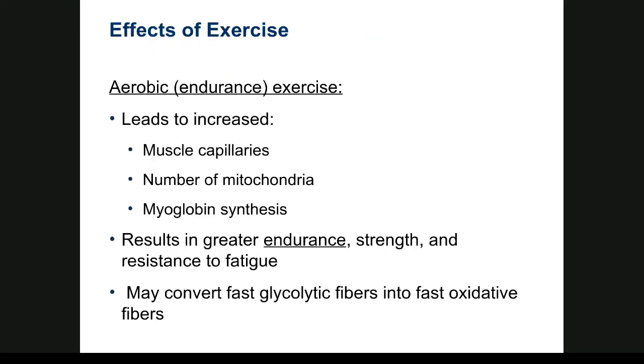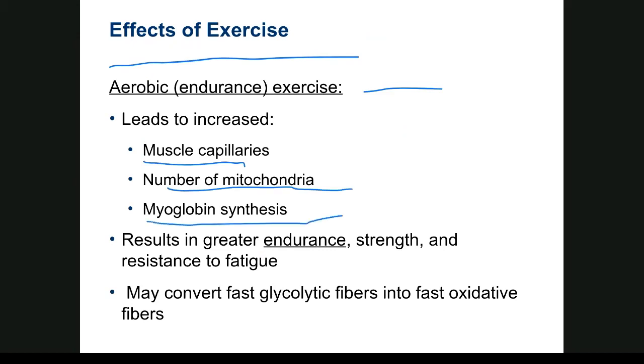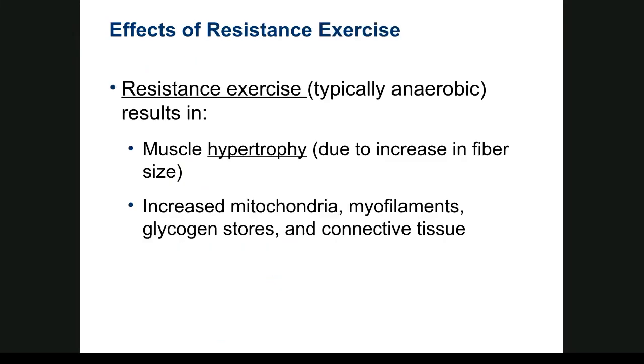Okay, effects of exercise. Aerobic or endurance exercise, such as running, leads to more muscle capillaries, increased number of mitochondria, and increased myoglobin for oxygen storage. It results in greater endurance, strength, and resistance to fatigue. You may change your fiber type until you have faster oxidative fibers. Now, if I pick up a 5-pound weight as fast as I can, 500 times a day, it still doesn't mean I can pick up a 50-pound weight. It means I'm really good and fast at picking up a 5-pound weight.